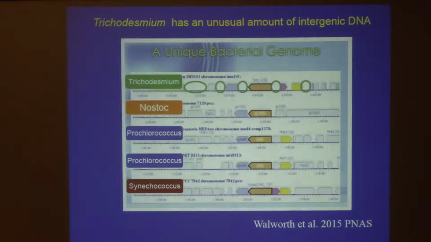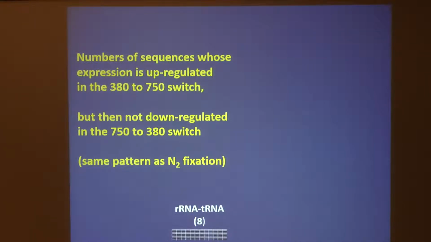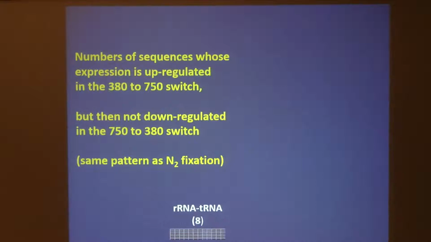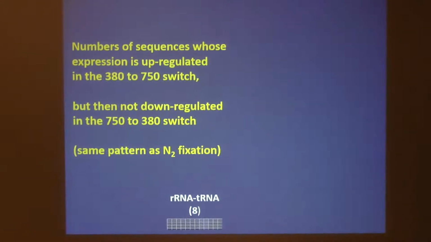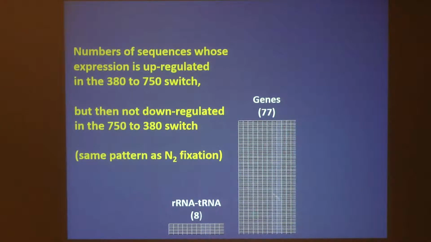This is a paper that our student just published a couple of weeks ago. Well, one way to look at it is this. Let's look at the sequences that were upregulated in the 380 to 750 switch, but then not downregulated. We'll use that same method in the 750 to 380 switch. The same pattern as nitrogen fixation. So ribosomal transfer RNAs, 8 were upregulated with that pattern. Not a surprise, they're growing faster. They need to carry around amino acids for protein synthesis. There were 77 different genes that showed that pattern.